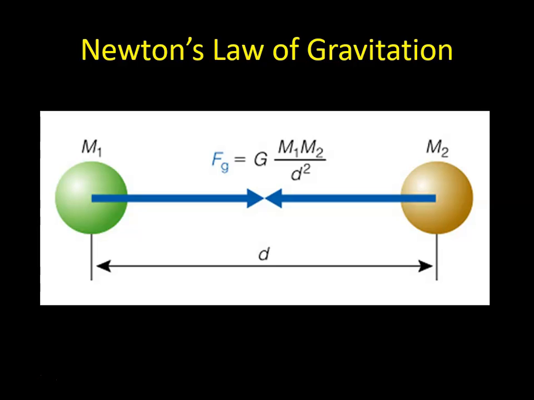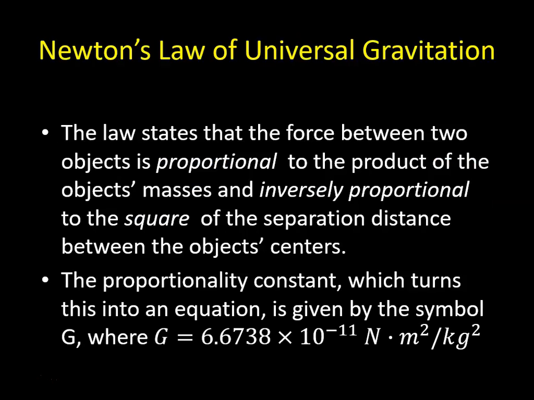Now, Newton's law of universal gravitation. This is not so much one of his laws of motion, but more a law of the fact that whenever there's an object that has mass, it's going to exert a gravitational force on anything else that has mass. The whole essence of the law of universal gravitation is that the force of gravity between two massive objects is first proportional to the product of the masses, and second is inversely proportional to the square of the separation distance between the centers of the objects.